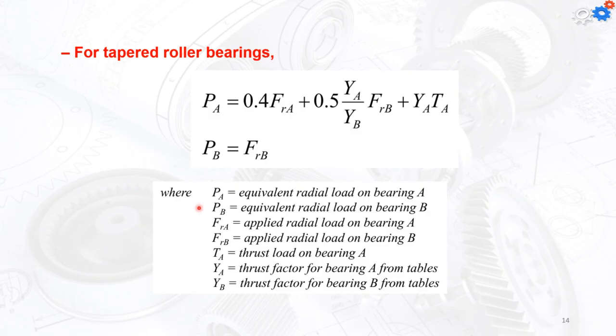So here we have the PA is going to be equivalent radial load on the bearing A, the PB is equivalent radial load on the bearing B, the FRA is going to be applied radial load on the bearing A, the FRB is going to be the applied radial load on the bearing B, TA is thrust load on the bearing A, YA is thrust factor for the bearing A from the tables, and the YB is going to be thrust factor for the bearing B from the tables.